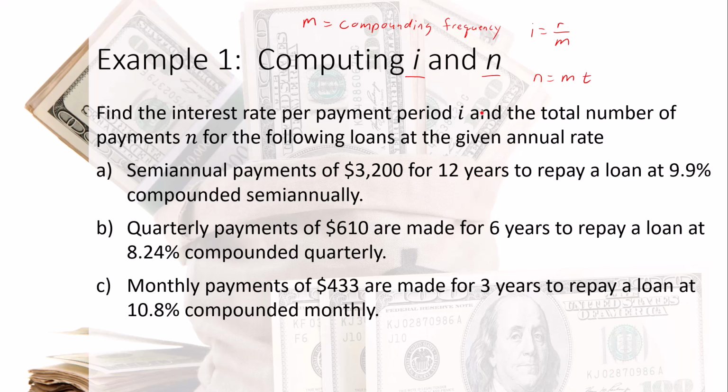Notice that for computing I and N, you only need R, you only need T, and you only need M. You don't need to worry about the payments. The payments have nothing to do with the problem.